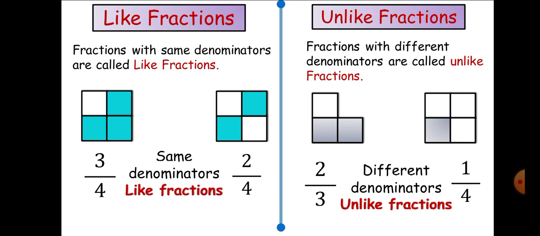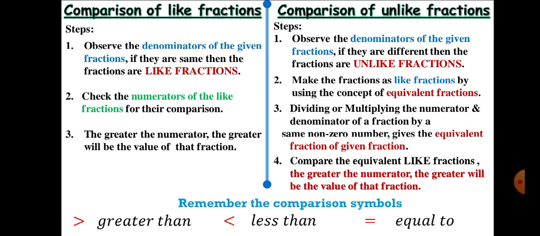Then unlike fractions are fractions with different denominators. The denominators are not the same. Like in the first figure, I'm having a figure with 3 equal parts and 2 of them are shaded, that means 2 over 3. And then I'm having a square with 4 equal parts and one of them is shaded, that means 1 over 4. If you focus on the denominators, one has 3 and one has 4, that means they have different denominators, so they are unlike.